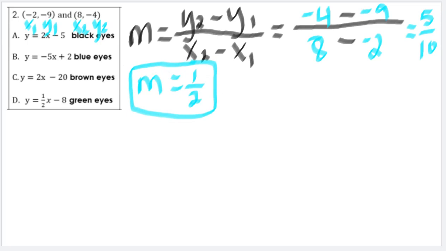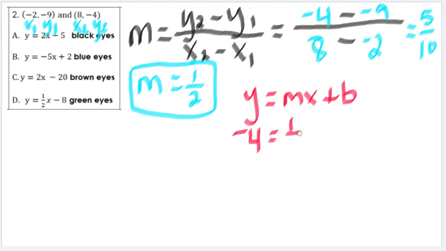Okay, so my next step is to find the y-intercept. So y equals mx plus b. So I'm going to use one of these points, and it doesn't matter which one you choose because they're both points that are going through the line. So I'm going to use this point, 8, -4. So my y is -4. My m, which we found, is 1/2. My x is 8. And then plus b, because that's what we want to find.